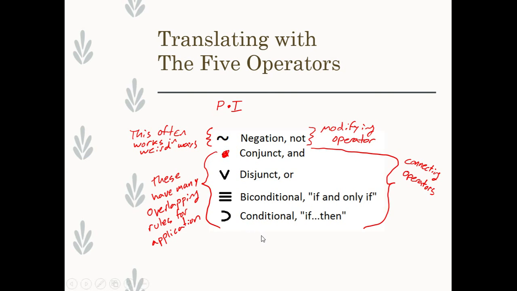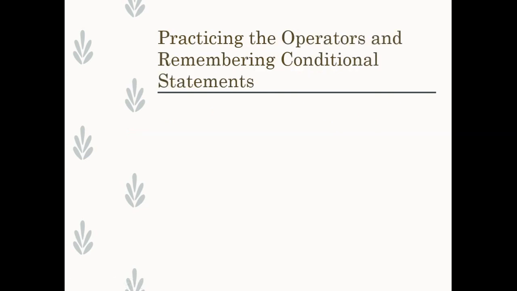Okay, let's go ahead and practice with these. So we're going to practice the operators, and then I'm going to make a quick comment about the conditional statements. First operator we have is negation. So if we were to say something like, I don't like pizza, this is a combination of a statement, I like pizza, and then its negation.